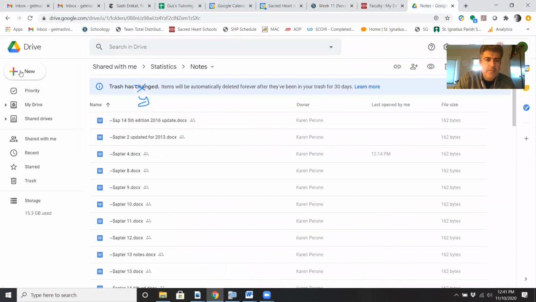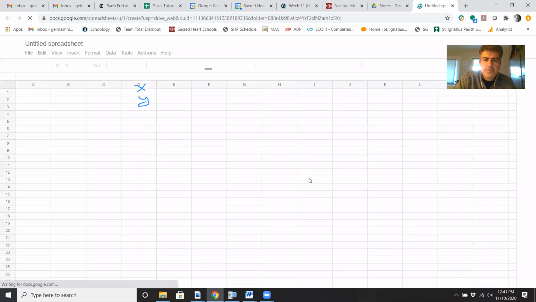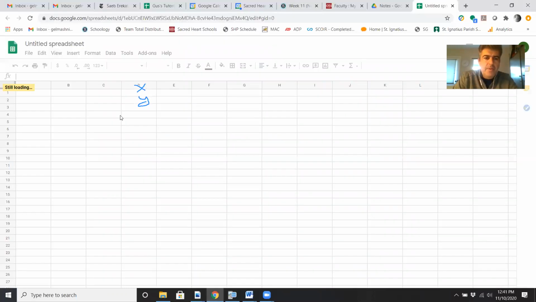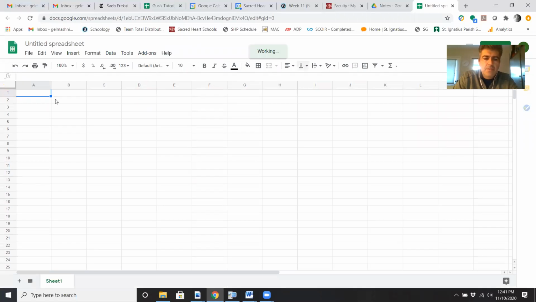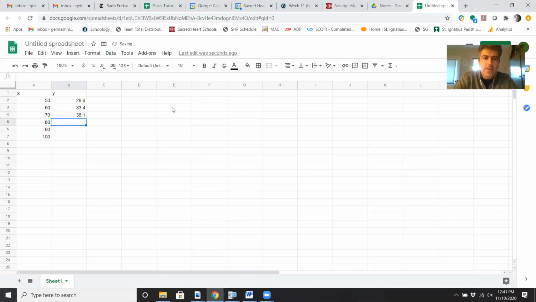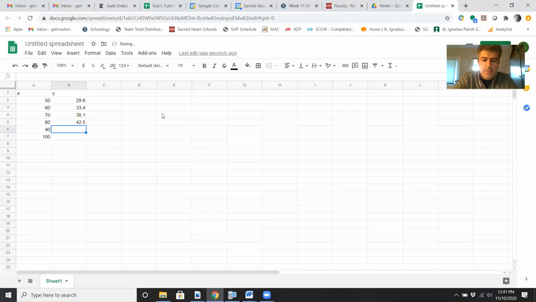Okay, so let me pull up a Google spreadsheet right now. If you look at the numbers, you have 50 through 100 in order. So X: 50, 60, 70, 80, 90, and 100. And your Y values, of course, are 29.6, 33.4, 38.1, 42.5, 42.5, 45.3, and of course, 52.